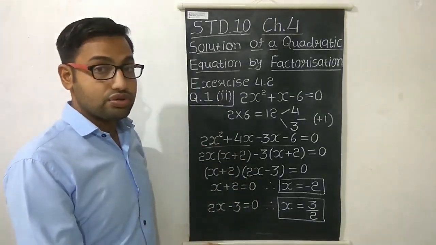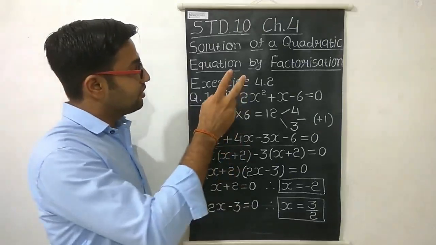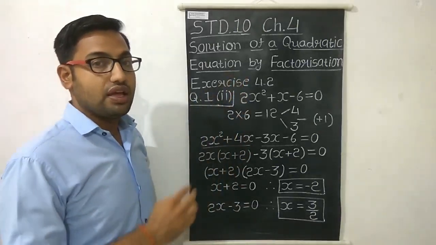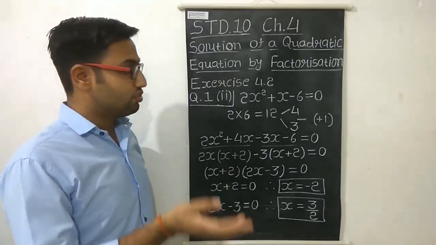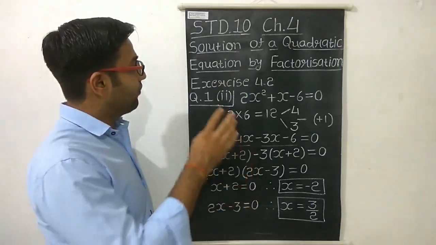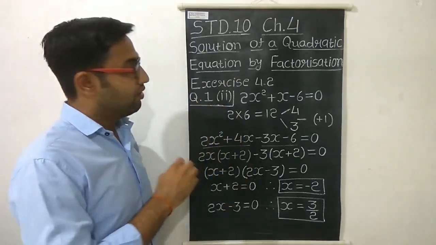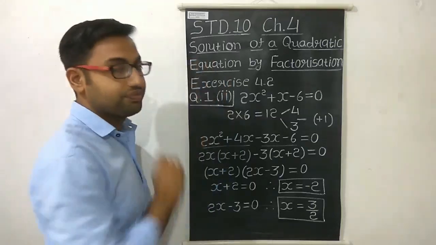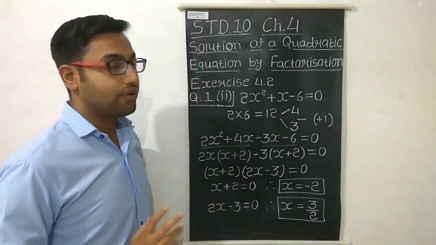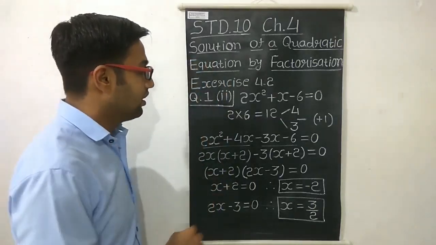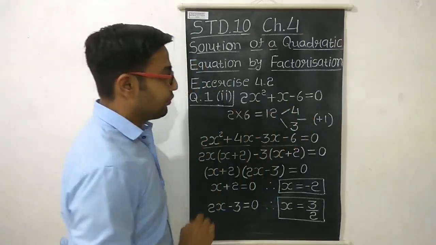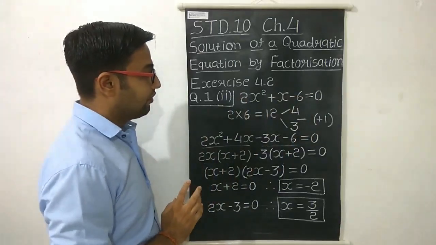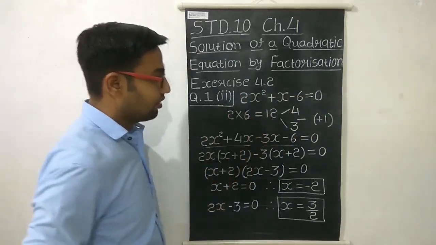Those zeros are the solutions for this quadratic equation. For a polynomial, we used to say zeros, and for a quadratic equation, we say the same zeros as solutions. Both things are the same. So here, this is a quadratic equation because equal to 0 is given here. Now, we have to factorize this quadratic equation.